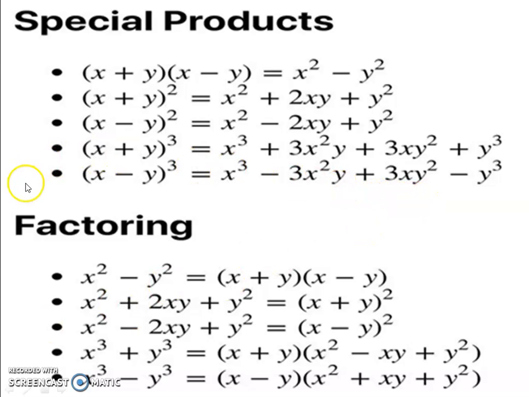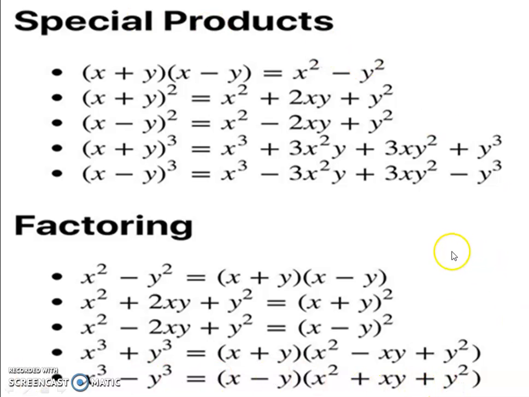If we shift this side and that portion to this side, we get the factoring. So x square minus y square factors are x plus y into x minus y. X square plus 2xy plus y square factors as x plus y bracket square. X square minus 2xy plus y square factors as x minus y bracket square. X cube plus y cube factors as x plus y, x square minus xy plus y square, and x cube minus y cube factors as x minus y into x square plus xy plus y square.